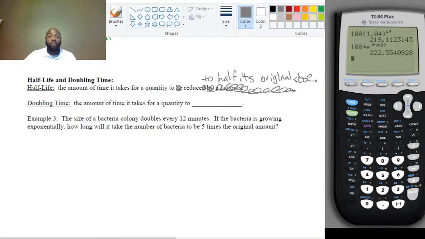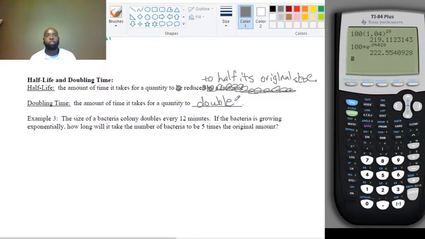All right, doubling time is the amount of time it takes for a quantity to double. Now, I've given these two definitions here for half time and doubling time. Notice you can have the amount of time it takes for something to triple, right? That means it's the amount of time it takes for it to grow to triple its size.